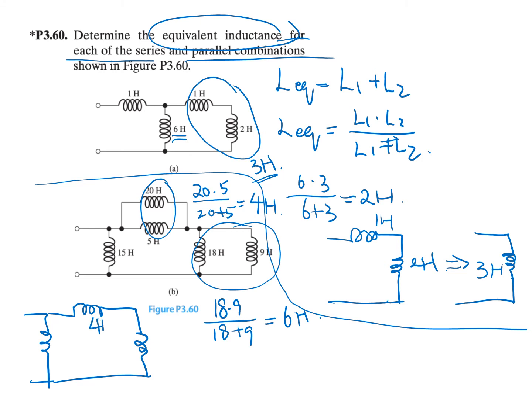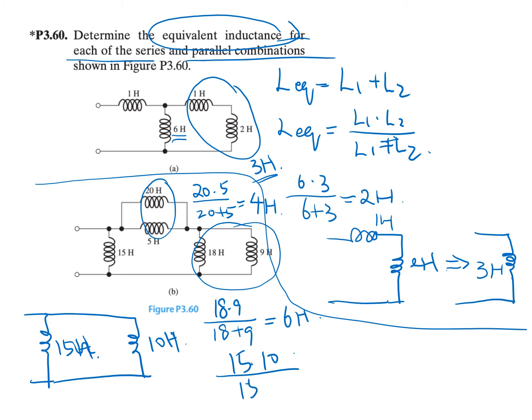This is 4 Henrys, and 6 Henrys, and 15 Henrys. The 4 Henry and the 6 Henrys are connected in series, so we can combine them to become a 10 Henry inductor. Now these two are connected in parallel, so we can combine them again. That's 15 times 10 over 15 plus 10. And the value is 6 Henrys.